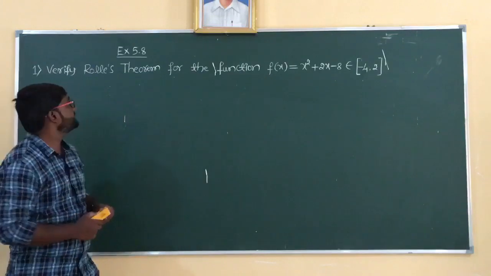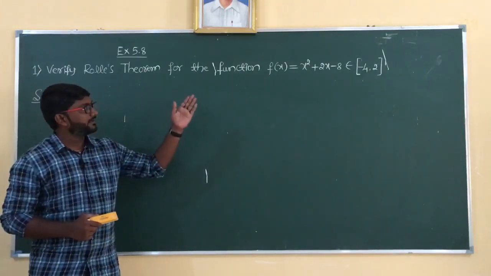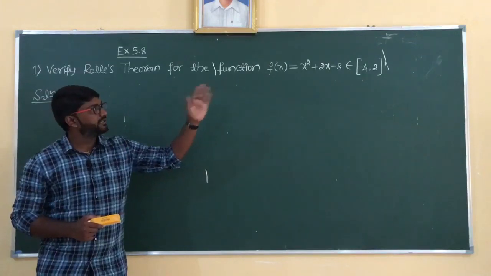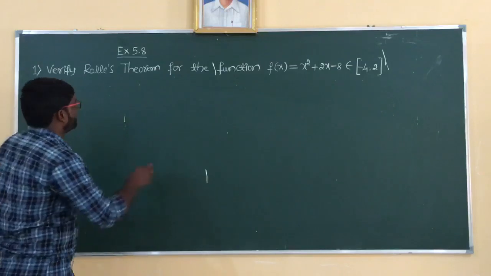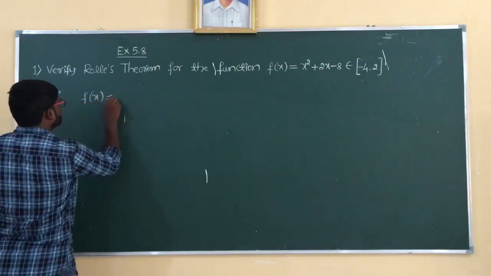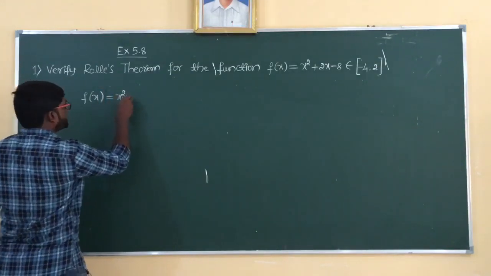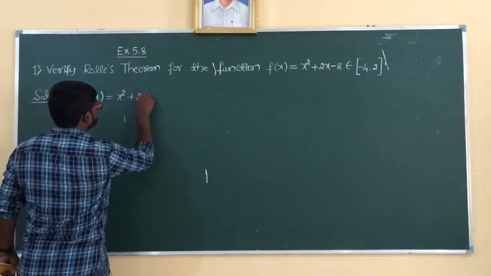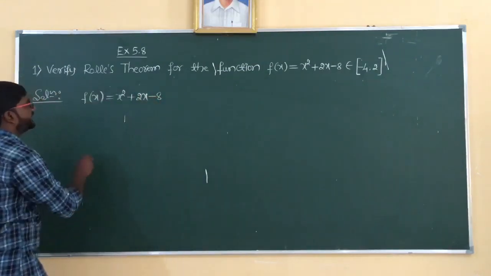The first question is: verify Rolle's theorem for the function f of x equals x square plus 2x minus 8, belonging to the closed interval minus 4 comma 2. So first I will write the given function, f of x equals x square plus 2x minus 8.